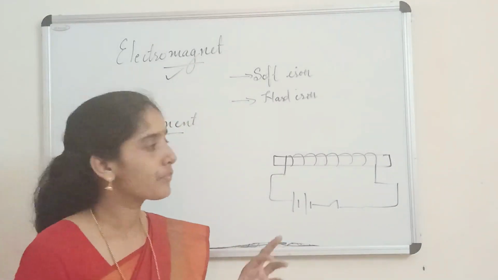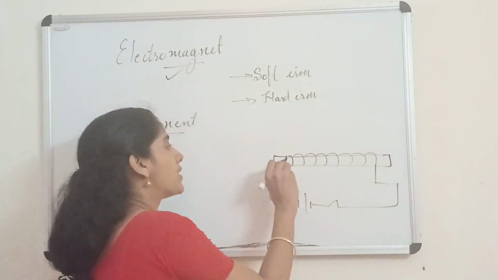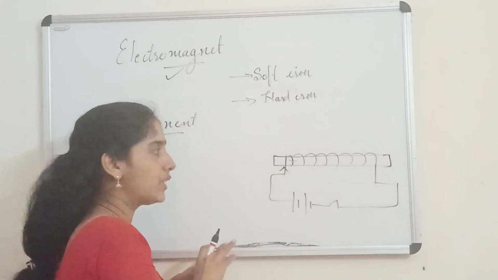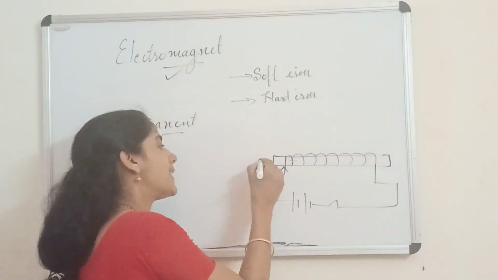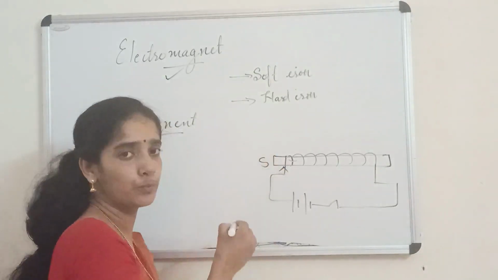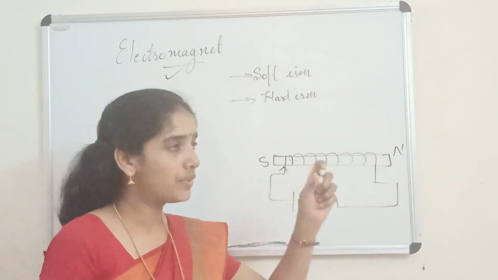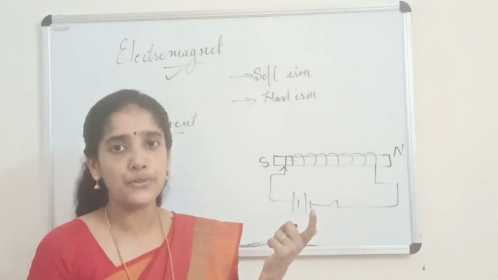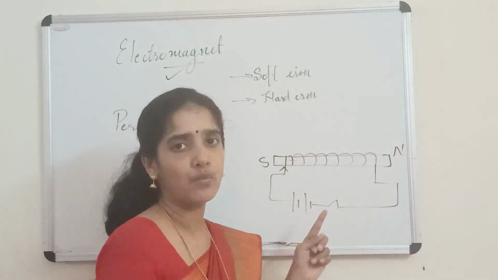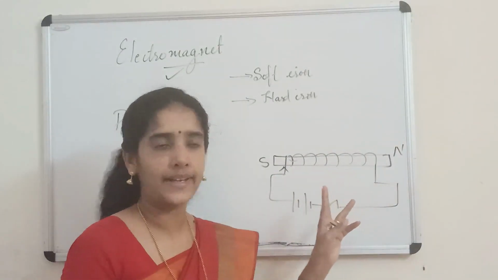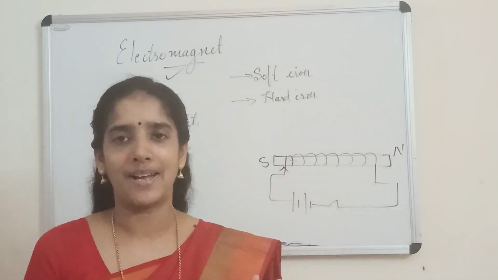And the next thing is, see, suppose current is passing in this direction. So from here, suppose the current is turning right. When I look at it from this end of the electromagnet, I see this end acting as a south pole and this end acting as a north pole. But suppose I want to reverse the poles of this electromagnet, is it possible? Yes, I will reverse the direction of current. As I reverse the direction of current, what happens? The magnetic polarity of the electromagnet also switches.